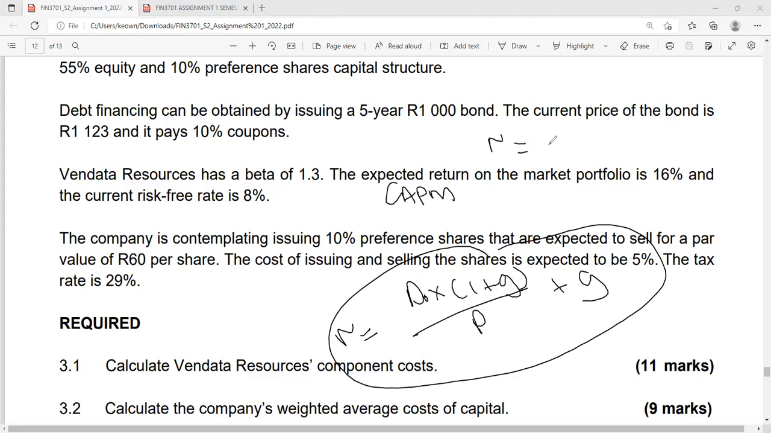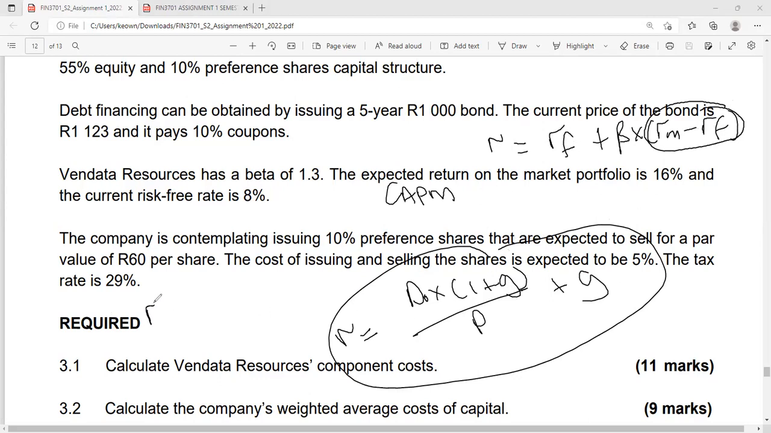The other approach to calculating the cost of existing equity is using the capital asset pricing model, which says the cost of equity is equal to the risk-free rate plus beta multiplied by the return on the market minus the risk-free rate, where this is the market risk premium. So you have to look at the information given to decide which one to use. So this is actually the cost of existing equity.